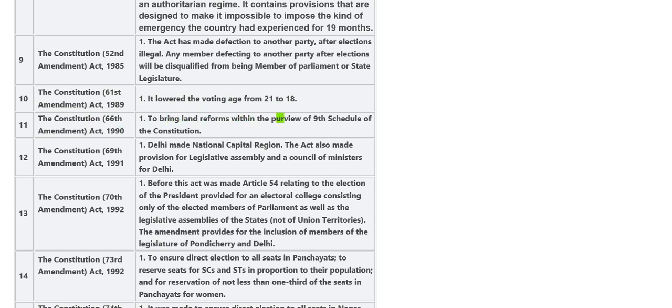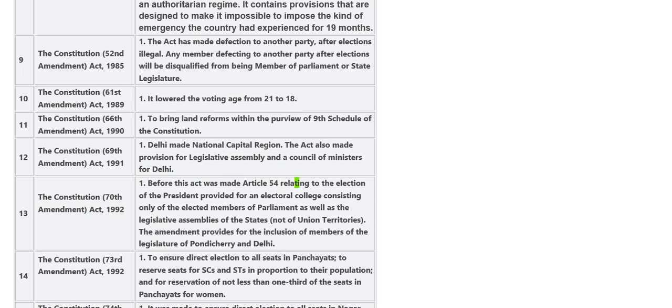11. The Constitution 66th Amendment Act, 1990. To bring land reforms within the purview of the 9th Schedule of the Constitution. 12. The Constitution 69th Amendment Act, 1991. Delhi was made the National Capital Region. The Act also made provision for a Legislative Assembly and a Council of Ministers for Delhi.